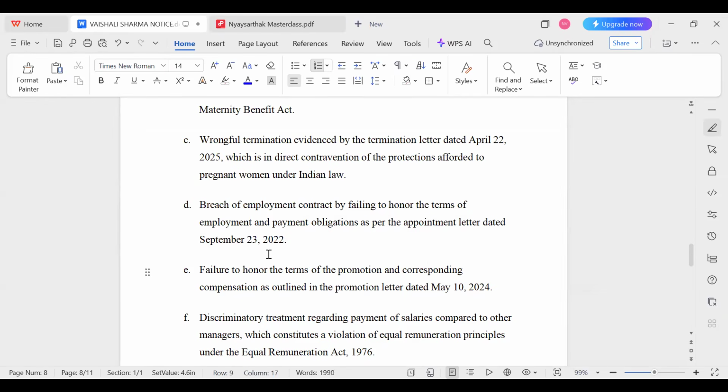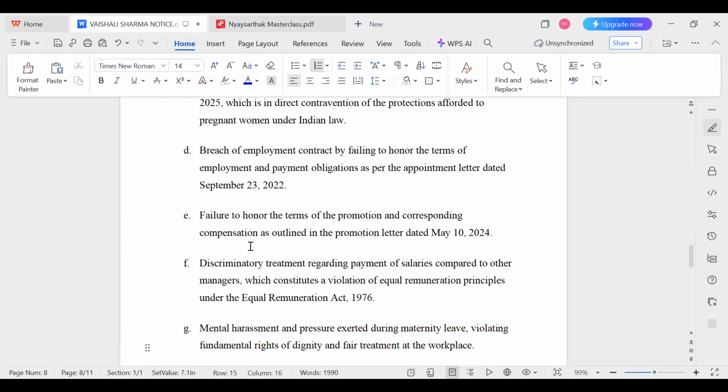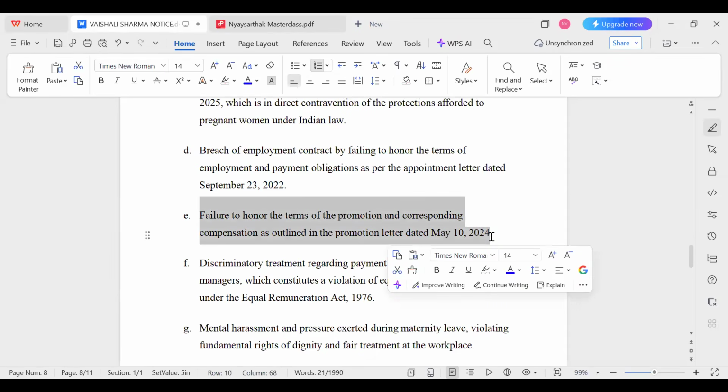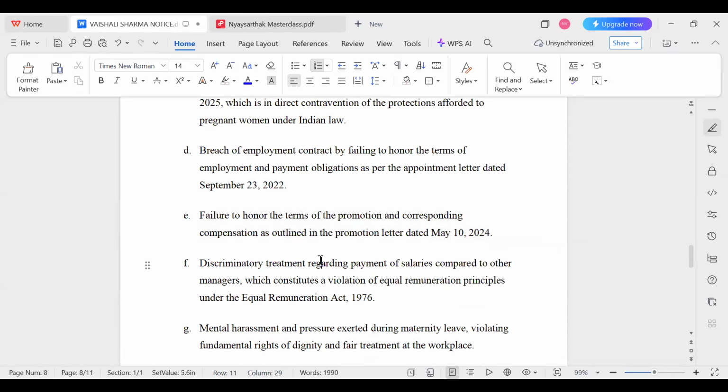If you check, we have written each and everything, even most of the smaller things: our client was appointed on this date, our client was given a mobile phone on this date, our client was given the mobile as an incentive. We have written everything so that there is a 0% chance that the other party will claim something other than this. We have also written the failure to honor the terms of promotion as mentioned in the promotion letter dated 10th May 2024.